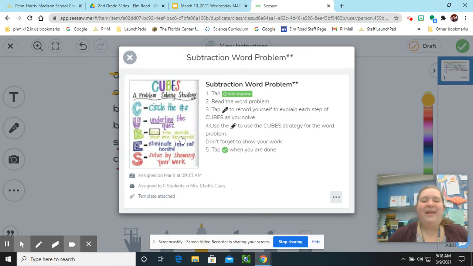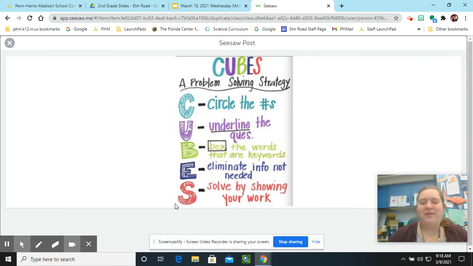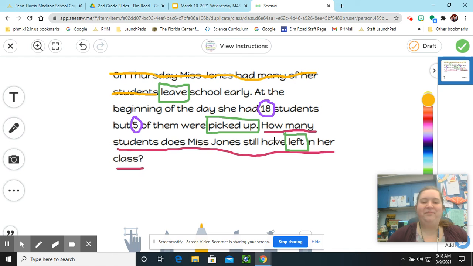All right. And then the last part of the cubes strategy is to solve the problem by showing your work. So we're going to solve the problem now. So let's go back to it. And when we solve any kind of number story, we can use a number of strategies. We can write a number model. We can draw a picture. We can use tallies. We can even use fingers sometimes. We can do a number of things to solve the problem.